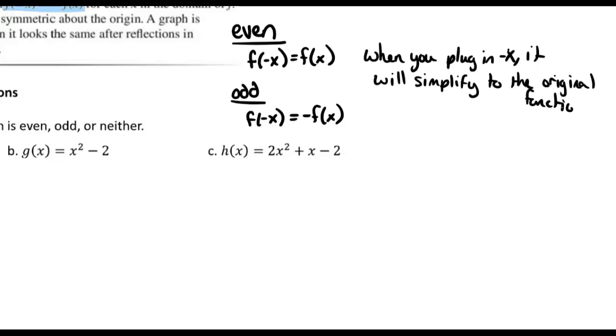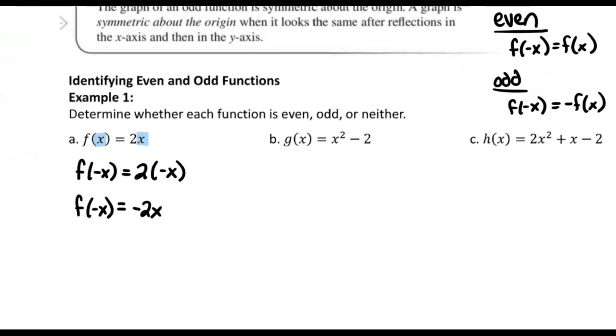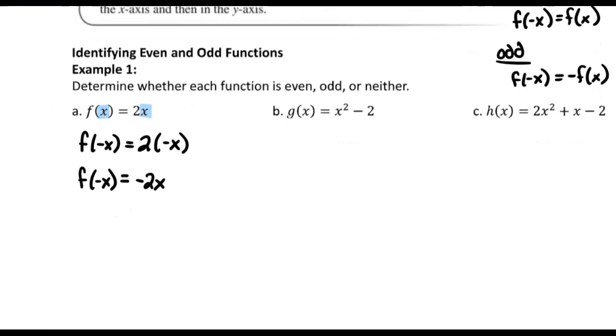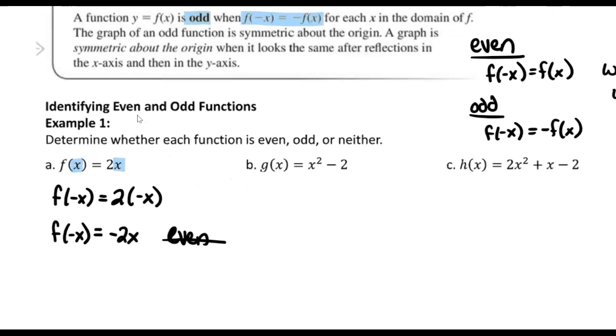So what that means is if it is even, when I plug in negative x, it will go back to the original, which was 2x, okay? So notice when I plugged in negative x, I plugged it in here, I simplify it, this is not the same as the original, this is not 2x. So therefore, this is not even. So always check even first.